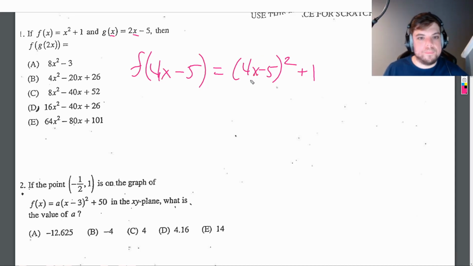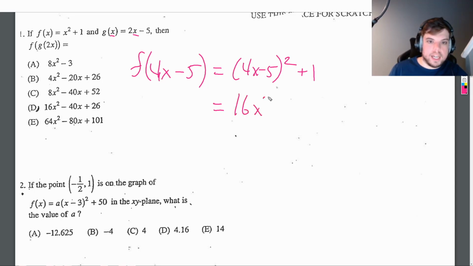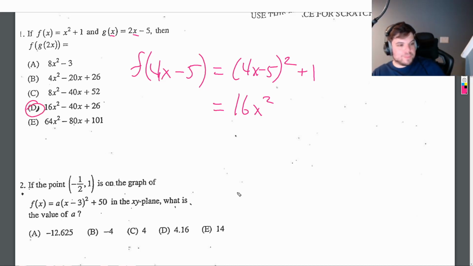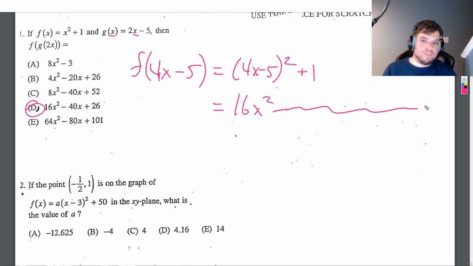So this becomes 16x squared. Oh, hold up. D is the only answer choice that has a 16x squared at the front, and this has to have a 16x squared at the front. So whatever lower order terms come after this are meaningless, because this is the only answer choice that fits. So 11 is D.